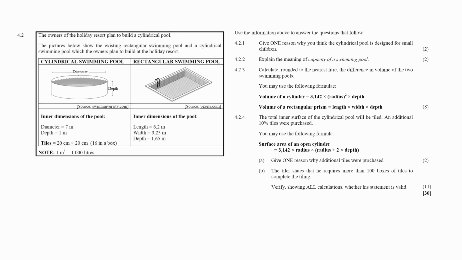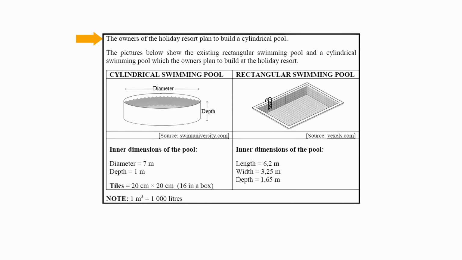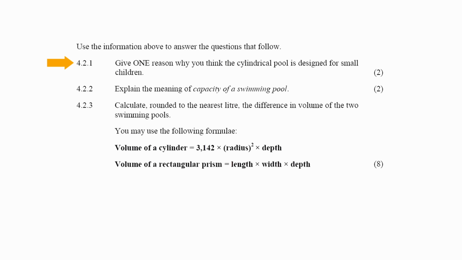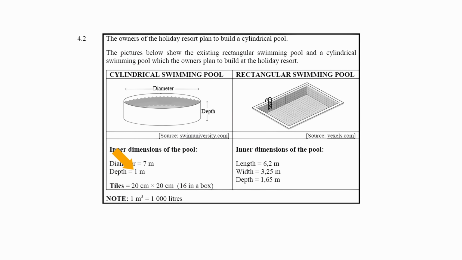Question 4.2 consists of 5 measurement questions designed to assess your understanding of volume and surface area of cylinders and rectangular prisms. It is stated that the owner of the holiday resort planned to build a cylindrical pool. You are given pictures that show the existing rectangular pool and a cylindrical pool which the owner plans to build at the holiday resort. In question 4.2.1, you have to give one reason why you think the cylindrical pool is designed for small children. One reason that could be given is that the depth of the cylindrical swimming pool is only 1 meter deep, therefore making it ideal for children.